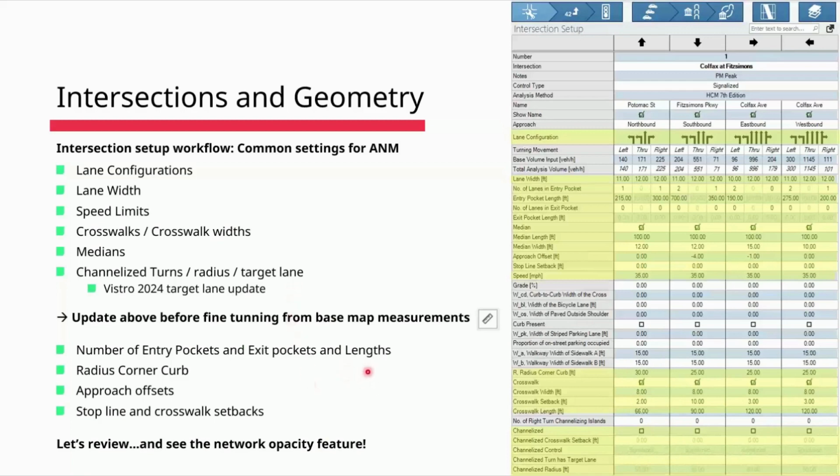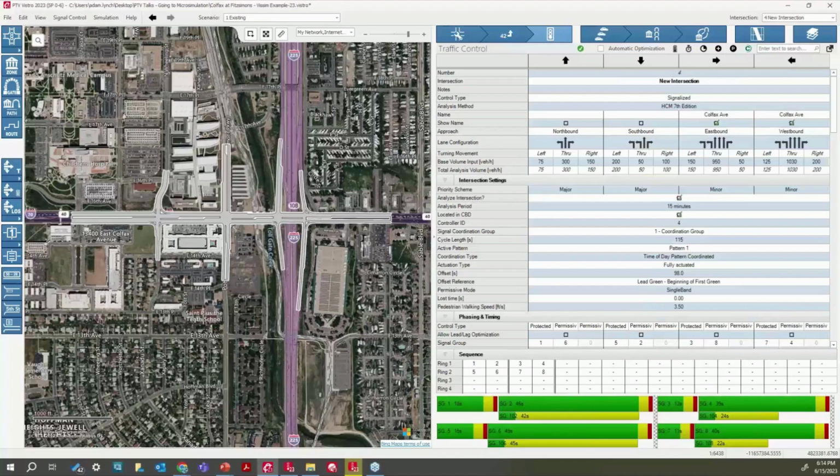All right, so like I said, after you work on these general topics, then you can go into some of these fine-tuning things, like looking at those pocket links and exit pocket links, and then the radius sizes and approach offsets, which is in this section right here. This moves the intersection approach to the left or right of the center line, and then stop line and crosswalk setbacks. So let's take a look at this on the Vistro side.